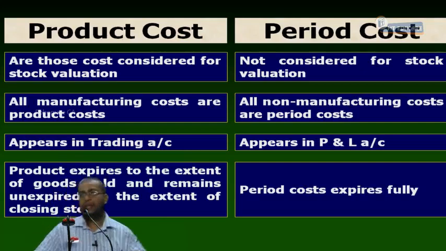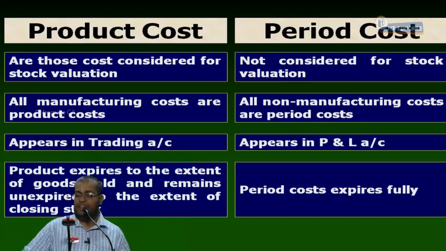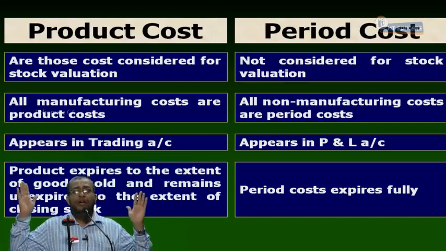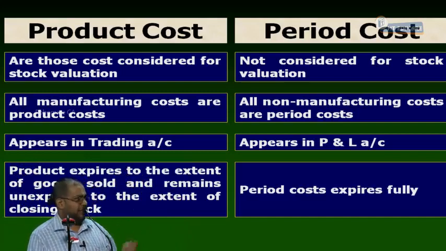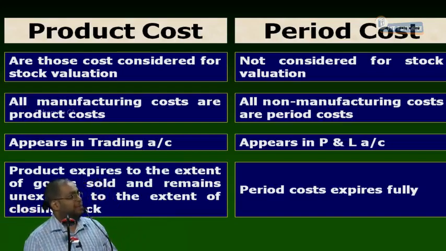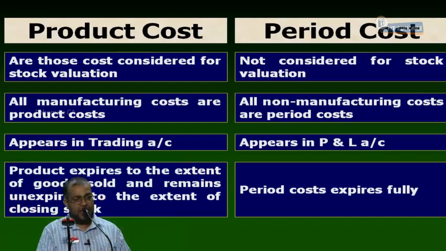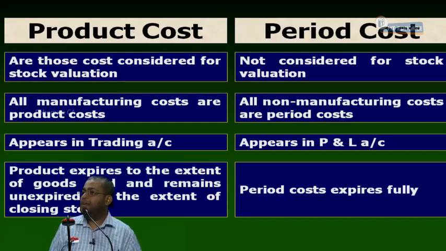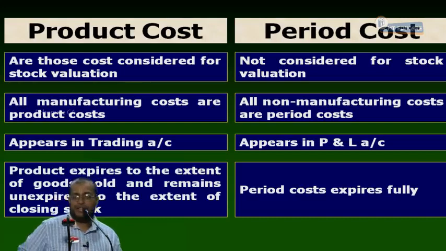Okay. Now, again understand what we are discussing and why we are discussing. All are cost only. But we classify some cost as product and some cost as period. Why? Then only we'll know what expires and what does not expire. Because period cost expires fully and product cost expires only to the extent of cost of goods sold.